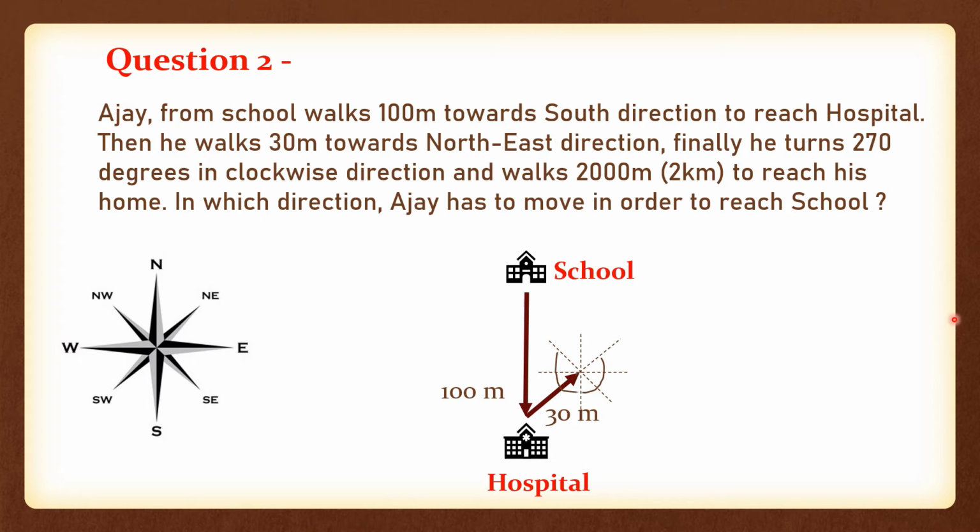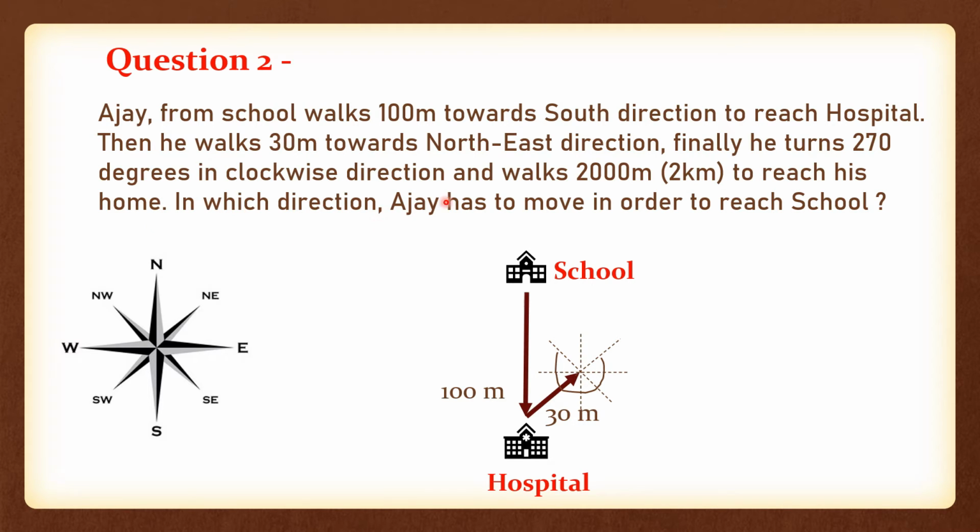Okay. So let us move. So this is totally 180 and this is 90. So this is total 270 degrees in clockwise direction. Now from here Ajay walks 2000 meters, that is 2 kilometers. Now this is where many students make mistakes, because they think, first he is walking 2000 meters and again he is walking 2 kilometers. This is written to confuse you. So you are just moving 2000 meters, or else you can say 2 kilometers, to reach his home.